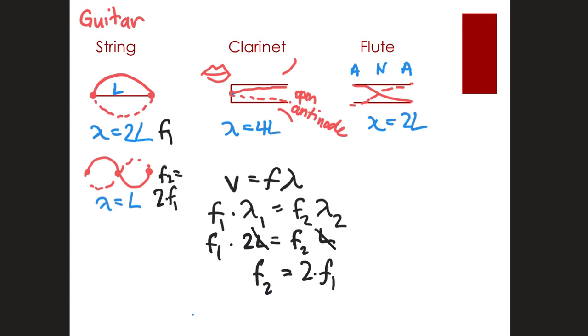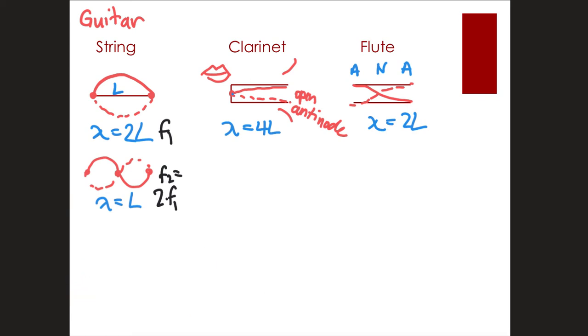At this point, what I want you to do is stop and pause the video. Go and try and draw the next 2 possible wavelengths. To help you out, the next one should have 4 nodes. The one after that should have 5 nodes.